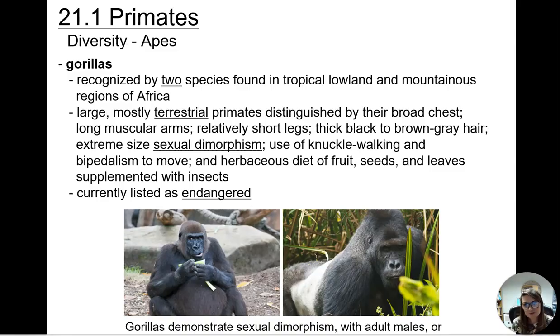Next, we have our gorillas. There's going to be 2 recognized species of gorillas that are found in tropical lowlands and mountainous regions of Africa. They're large, mostly terrestrial primates that are distinguished by their broad chest, long, muscular arms, relatively short legs, thick black to brown-gray hair, and extreme size, sexual dimorphism, use of knuckle walking, and bipedalism to move. They have a herbivorous diet of fruit, seeds, and leaves, and will supplement it with insects. Currently, they are going to be also listed as endangered.